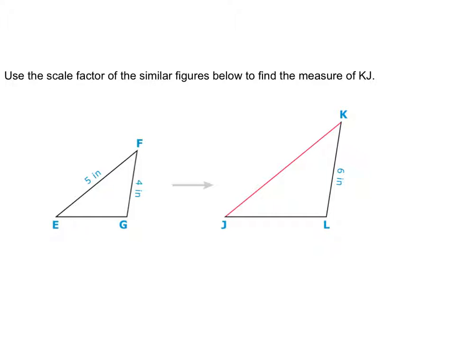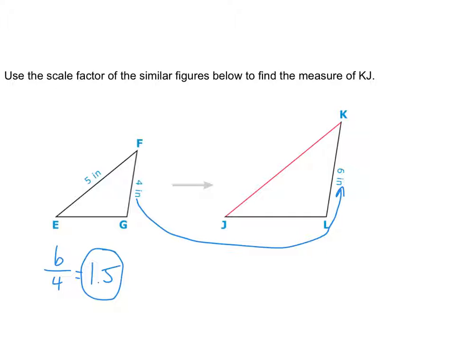Now we're going to use the scale factor of similar figures to find the measure of KJ. KJ is the red line here. They don't outright give us the scale factor, but what they do give us is a pair of corresponding sides. They tell us that 4 goes with 6. So if I did 6 over 4, that would get me 1.5. This is my scale factor.